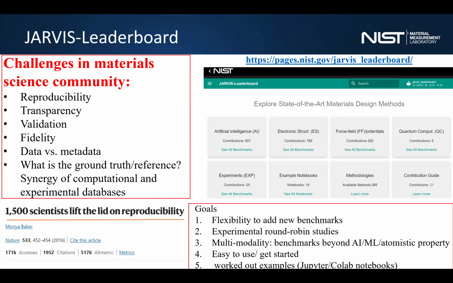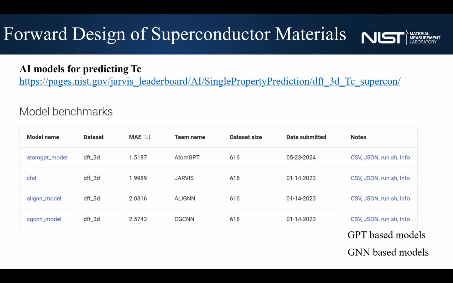So that was the idea of the JARVIS leaderboard. You can see this is the website we have. It has several categories like AI, atomic structure, force field, quantum computation, experiments, and so on. And it's not just theory, but also experiment. We were funded from the CHIPS project. We got a $5.1 million award to work on computational metrology, and this is one of the products from this metrology work. There are 300 benchmarks in this JARVIS leaderboard.